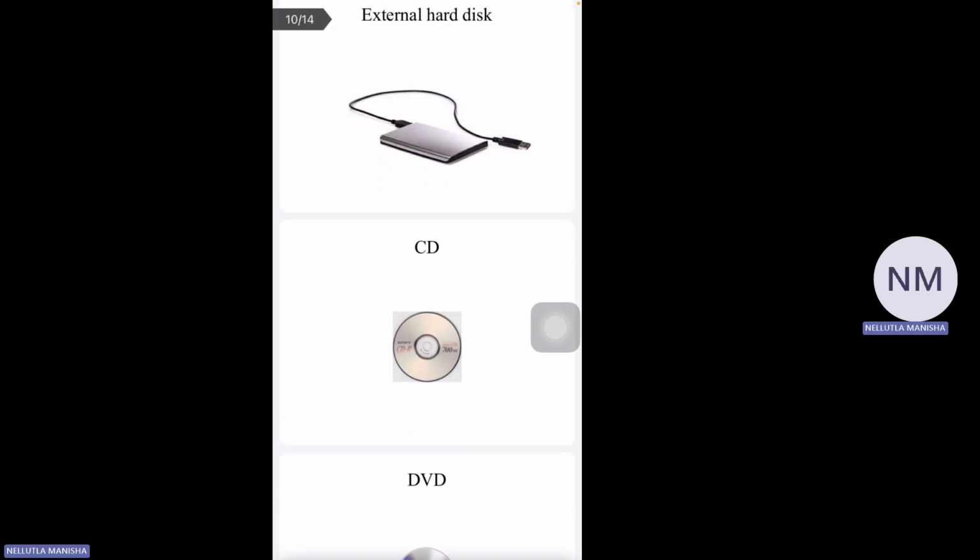Now CD. CD stands for compact disc. A CD is used to store a large amount of data, and the storage capacity of a CD is 650 MB to 1 GB.